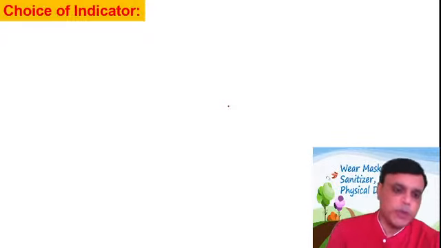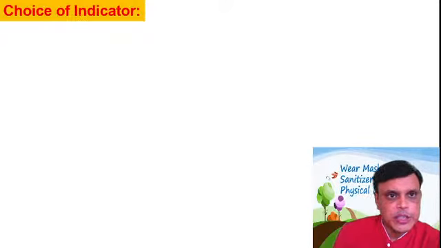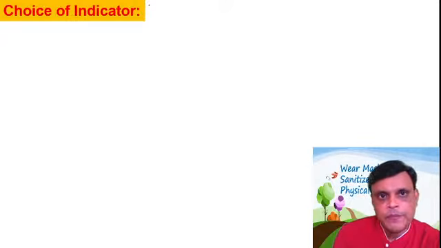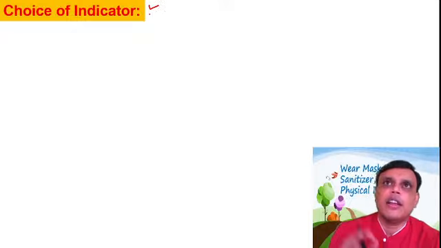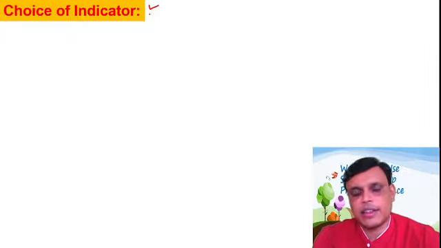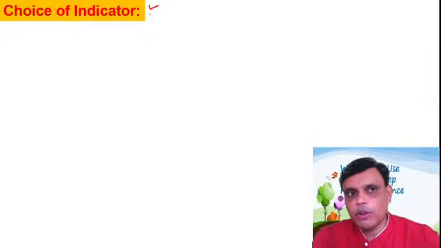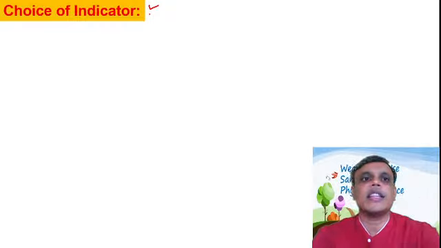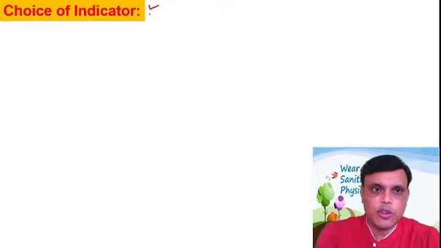So we will go to the next point, that is choice of indicator. There are different indicators. There are 4 suitable indicators which we can use for this titration of strong acid and weak base. But out of those 4, we have to choose the best indicator. So how will you choose? That we will learn in this topic. So the next topic is choice of indicator.